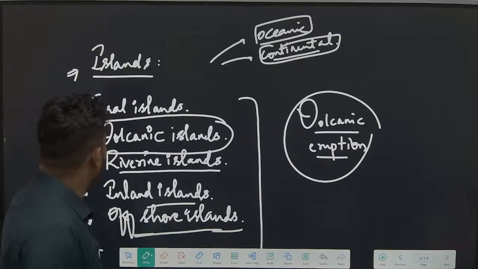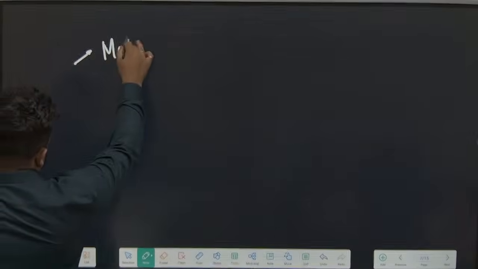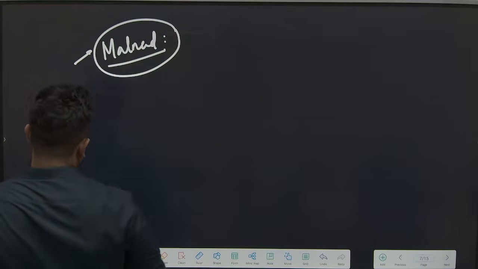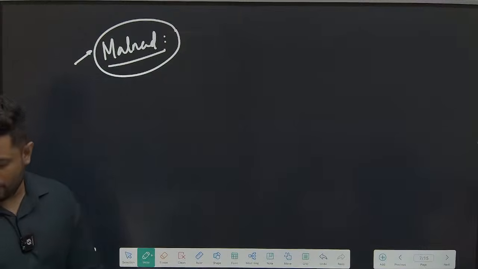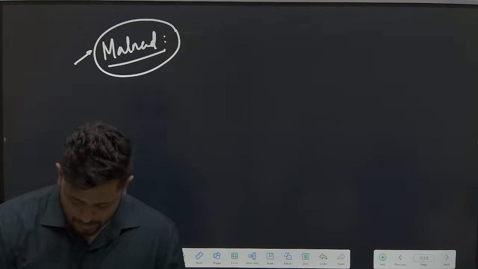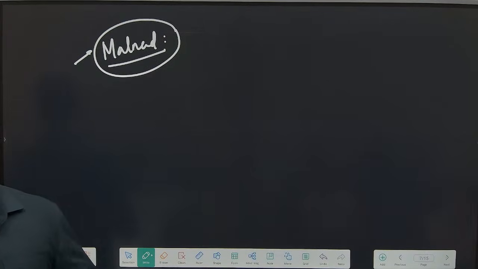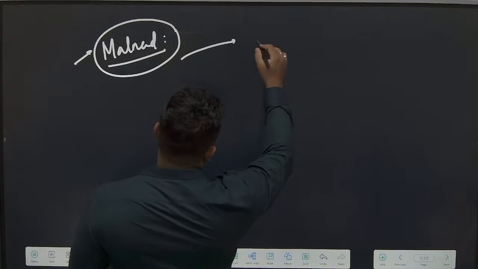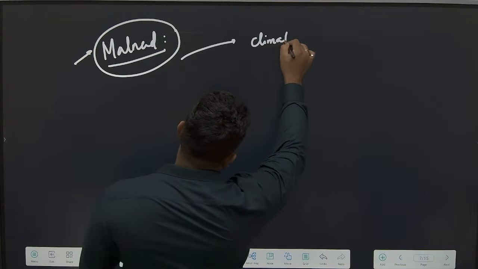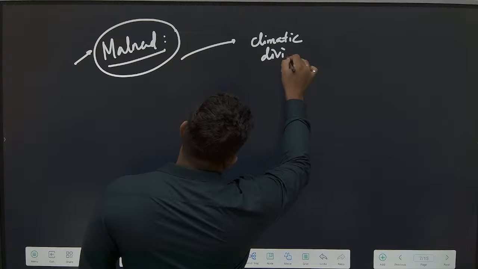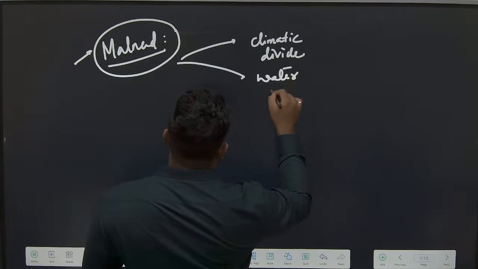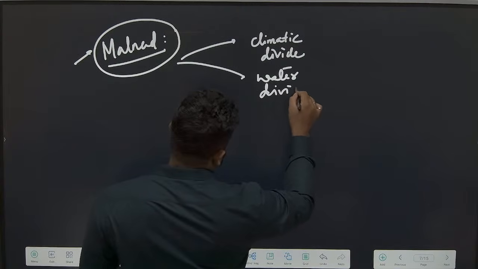Then the other physiographic unit, the Malnad, the Western Ghat. Let us talk about it. The Malnad region of Karnataka. What about this? What about this region? What do you know about the Malnads of Karnataka? Yes. What about this? Can you tell me if Malnad region is an example of a climatic divide? Yes. Is it an example of a water divide? What is a climatic divide and what is a water divide?